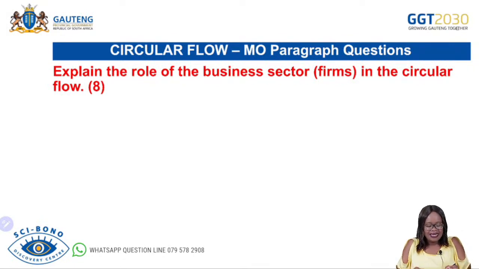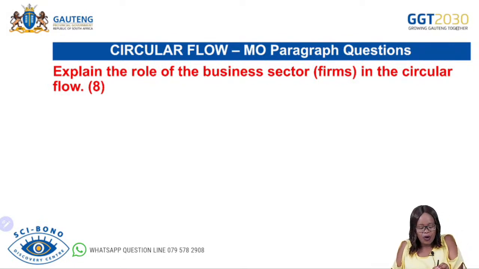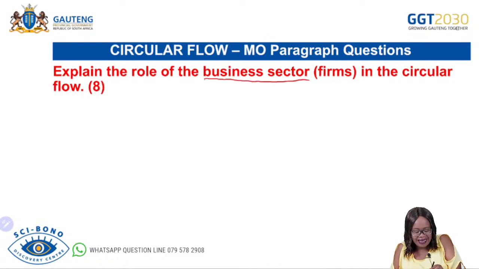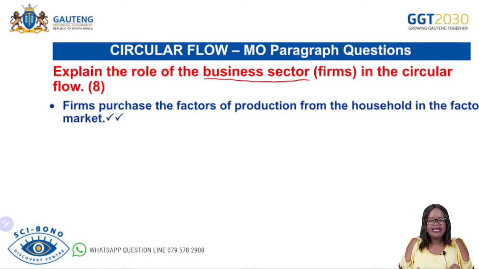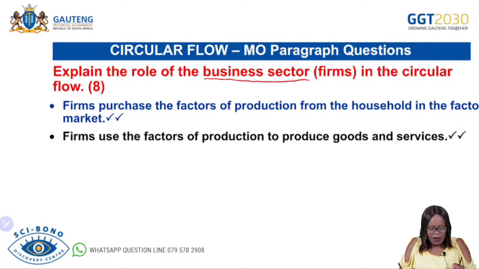The next question says, explain the role of the business sector in the circular flow, and that is also for 8 marks. The first point that you may mention there is the fact that firms purchase the factors of production from the households through the factor market. Now, when the firms have purchased these factors of production, they are going to use them to produce goods and services.